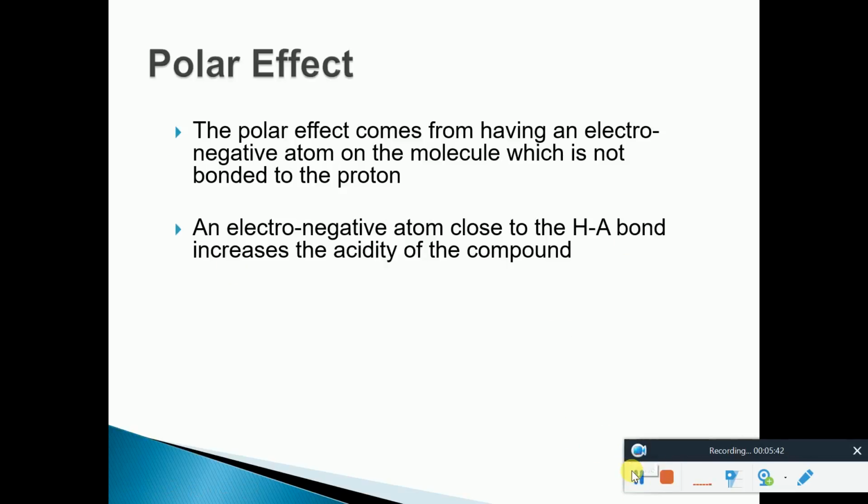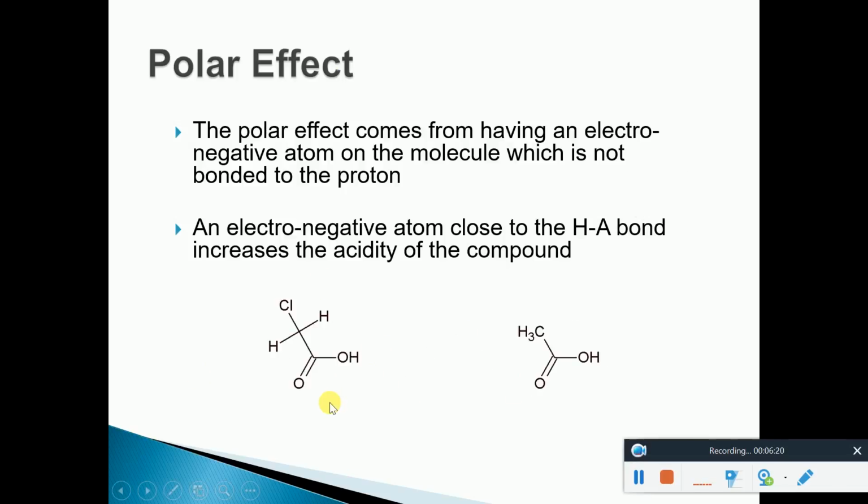And we see that an electronegative atom that's close to the acidic proton and the atom bond, remember this A stands for atom, it could be anything, increases the acidity of the compound. So if there is an electronegative atom somewhere in the molecule close by to the bond attaching that acidic hydrogen, it's going to affect the acidity of that hydrogen. Let's take a look at an example.